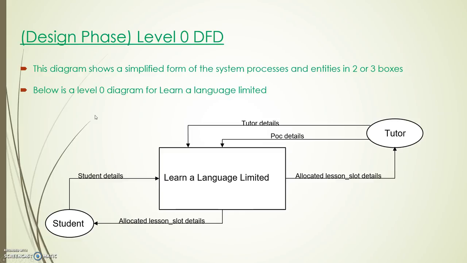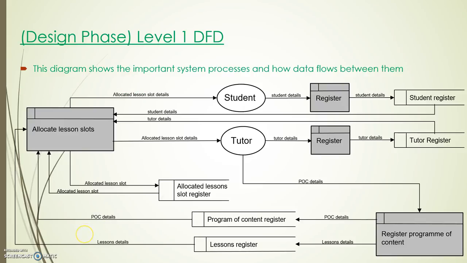Now, the level 0 diagram. This is the level 0 diagram for the Learning Language Limited company. This diagram shows us a simplified form of the system processes and entities in 2 or 3 boxes. Now, the circles represent external entities, the arrows represent the way data flows, the direction data flows, and the square represents the processes.